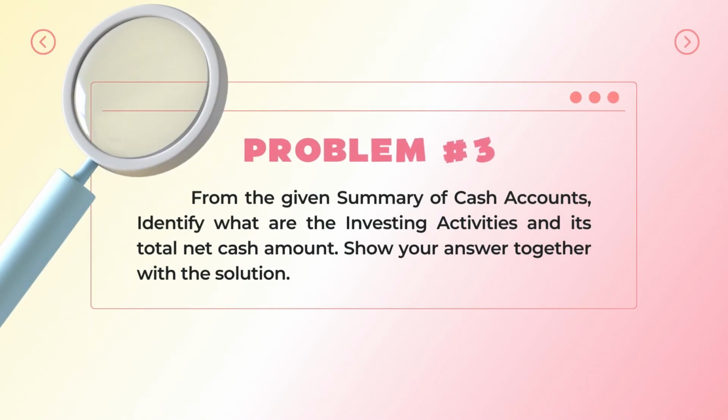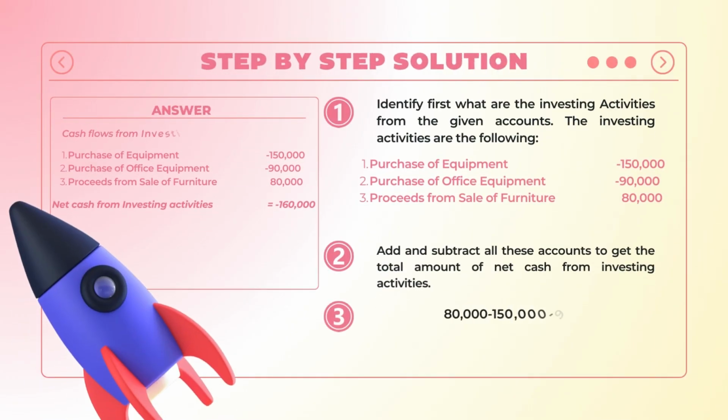For our third problem, we are asked to identify the cash accounts for investing activities and its total net cash amount. We will be doing the same. So our first step is identifying what are the investing activities from the given accounts. The following investing activities are the purchase of equipment, which is negative 150,000. Second is the purchase of office equipment, which is negative 90,000. And the proceeds from sale of furniture, which is 80,000.